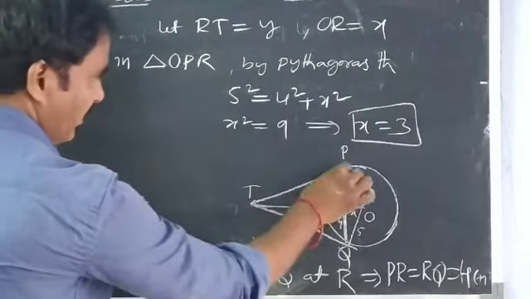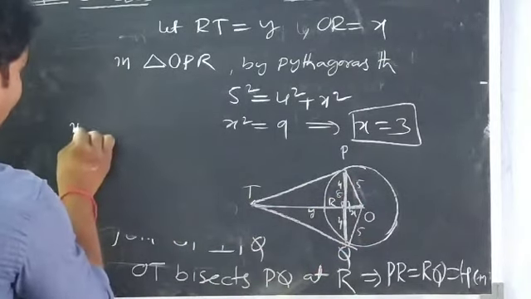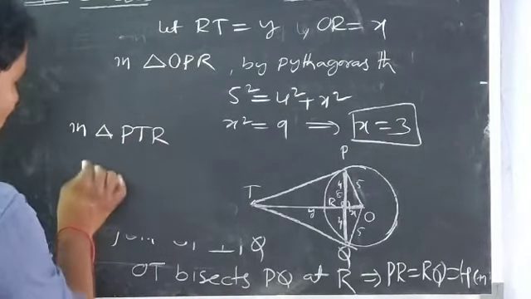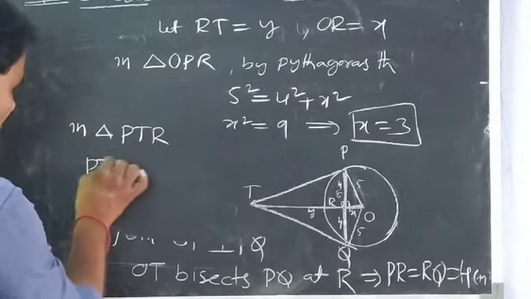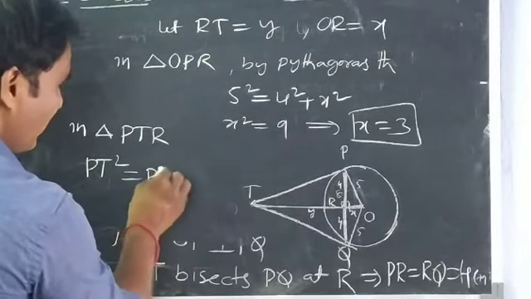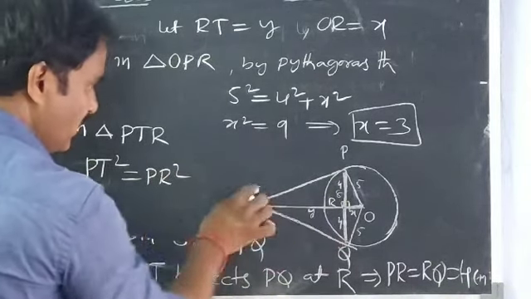Now in this triangle here, this is also perpendicular. In triangle PTR, PT square, hypotenuse square, is equal to PR square plus RT square.